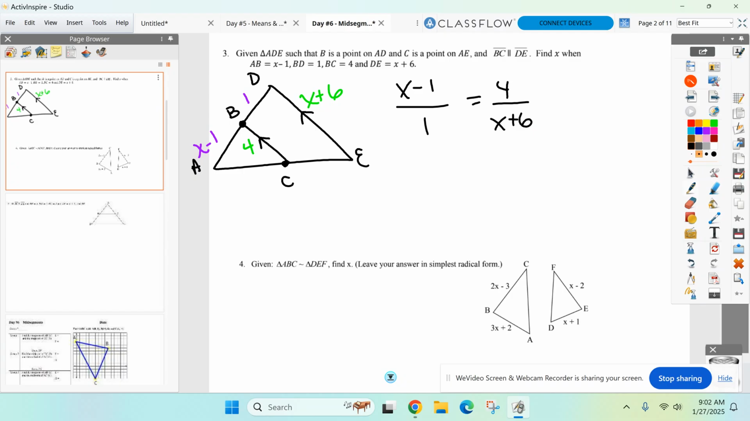It is not, right? It is side splitter, not the base splitter. Remember what we said. If you are given the lengths of the parallel lines, you can't use it. If the 4 was here and the x plus 6 was here, yeah, this would be a fine proportion. You cannot use side splitter unless the sides are given and not the lengths of the parallel lines. So that's out.